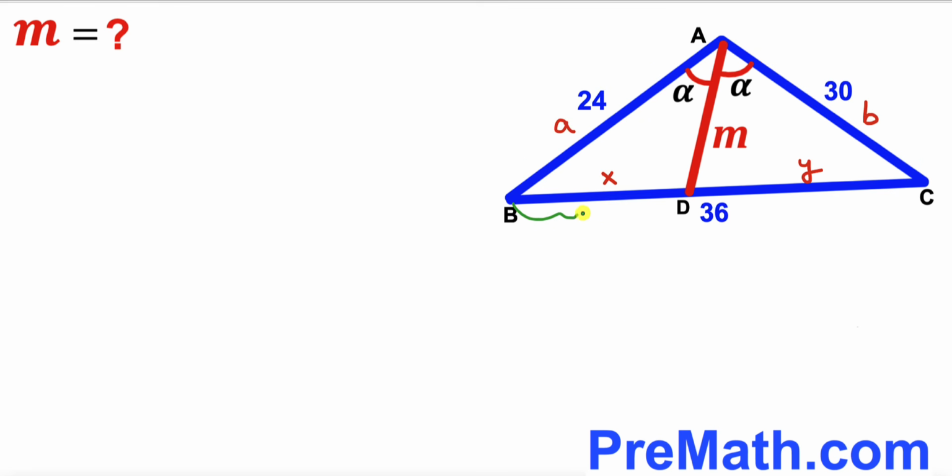And now let's make an observation. We can see this BD segment length is x, and we know this whole BC side length is 36. So therefore, this segment CD length has got to be 36 minus x. And now our task is to find the value of x.